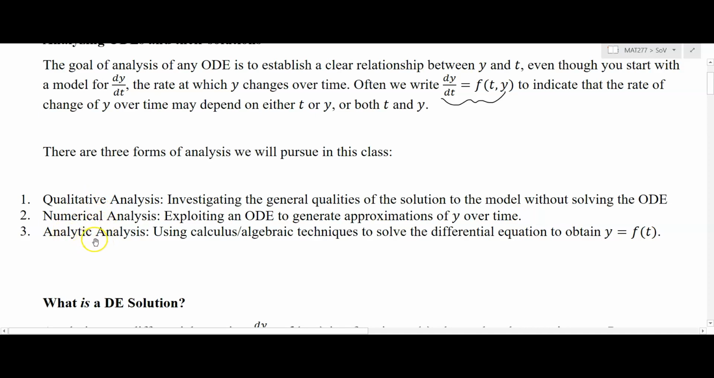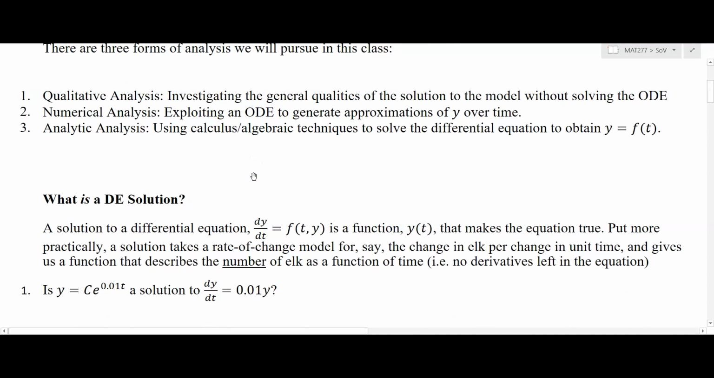And then the most powerful, the one that we want to aim for, is the analytic analysis. And this is really what we did in Calculus 2. We learned how to solve differential equations, or basically take antiderivatives and go through the integration process to get the original y function back. So we're going to focus on one variation of number 3 here.